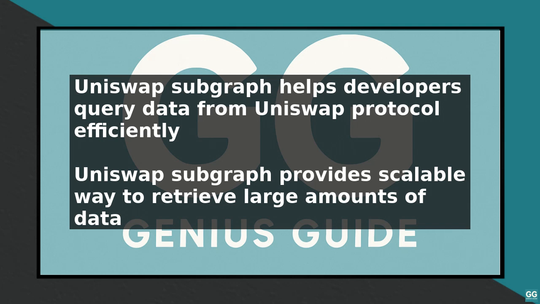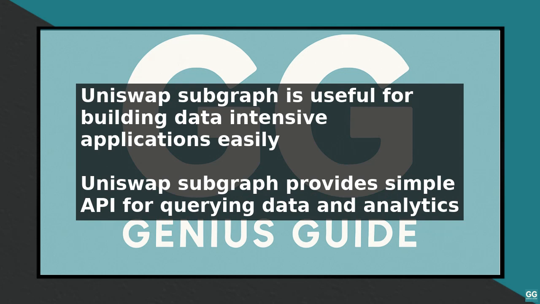The Uniswap Subgraph is a powerful tool that allows developers to query and index data from the Uniswap protocol, making it easier to build applications on top of Uniswap. You should use Uniswap Subgraph when you need to retrieve large amounts of data from the Uniswap protocol, such as transaction history, liquidity pool data, or token prices. The subgraph provides a scalable and efficient way to query this data, making it ideal for applications that require real-time data updates.